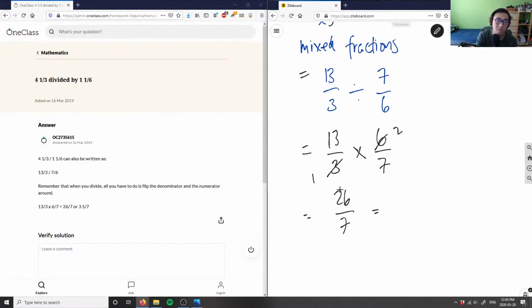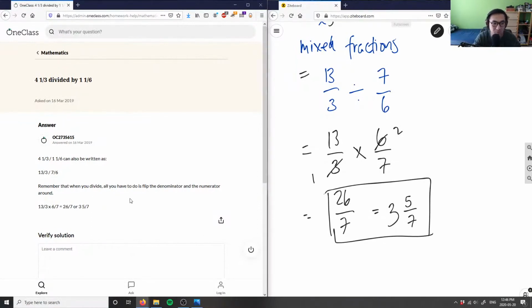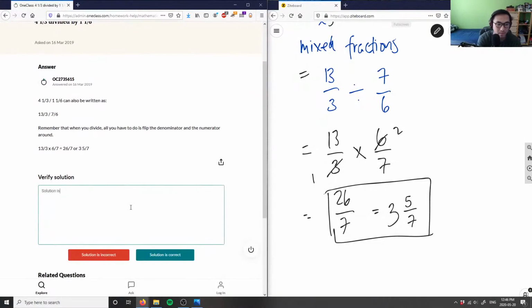number gives me closest to 26? Well, 7 times 3 gives me 21, which is close to 26, and a remainder of 5, which is simply 5/7. So these are my answers here. So 26/7 or 3 and 5/7. So this solution here is correct. Good analysis.